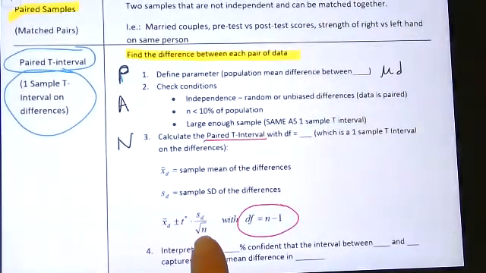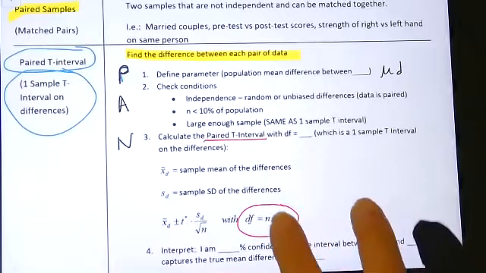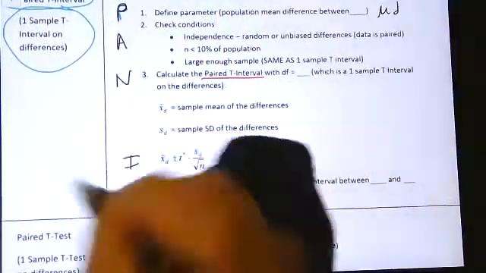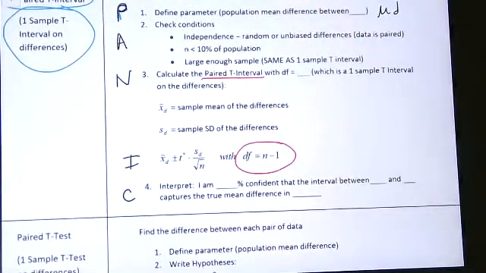And then notice this is exactly the same formula that we used before. So x bar sub d is the sample mean of the differences. T star comes from a table. This is the standard deviation of the differences from the sample, and n is the size of the sample. And then you create your interval right here, and then you interpret it in context. I am 95% confident that the interval between A and B captures the true mean difference in heights between husbands and wives, or whatever it happens to be.